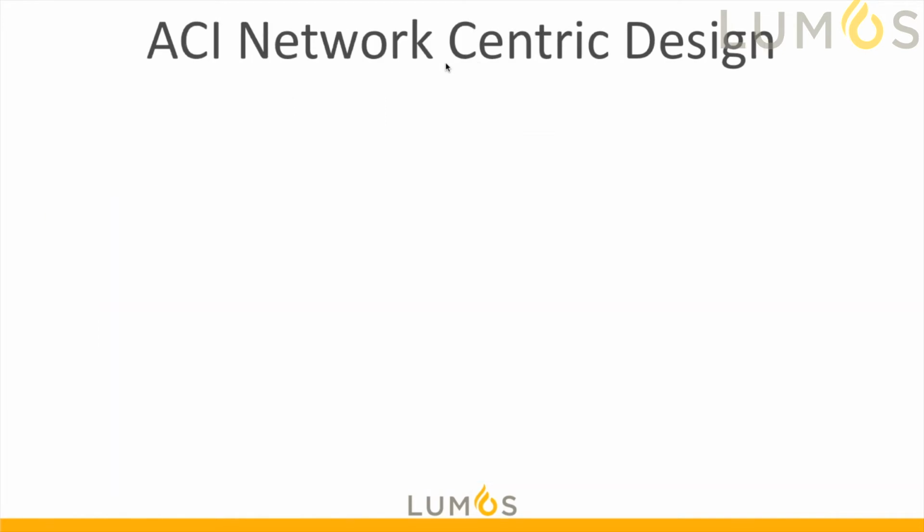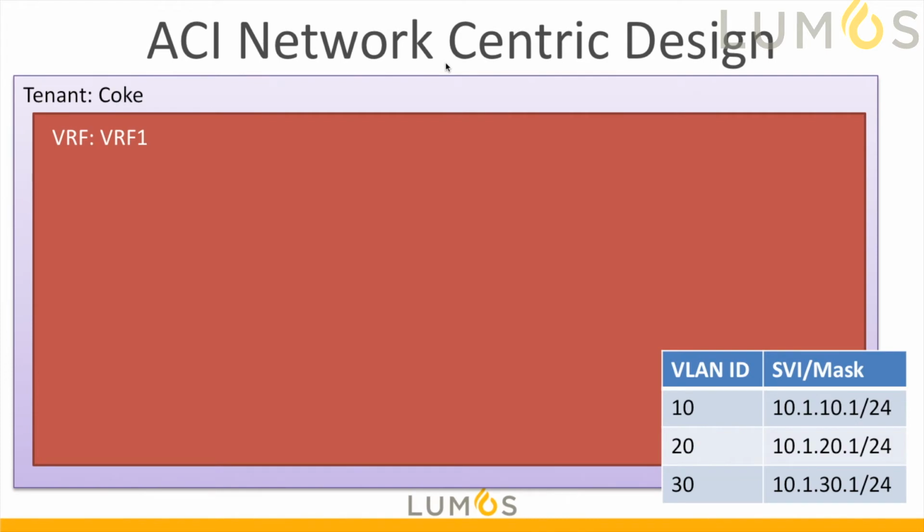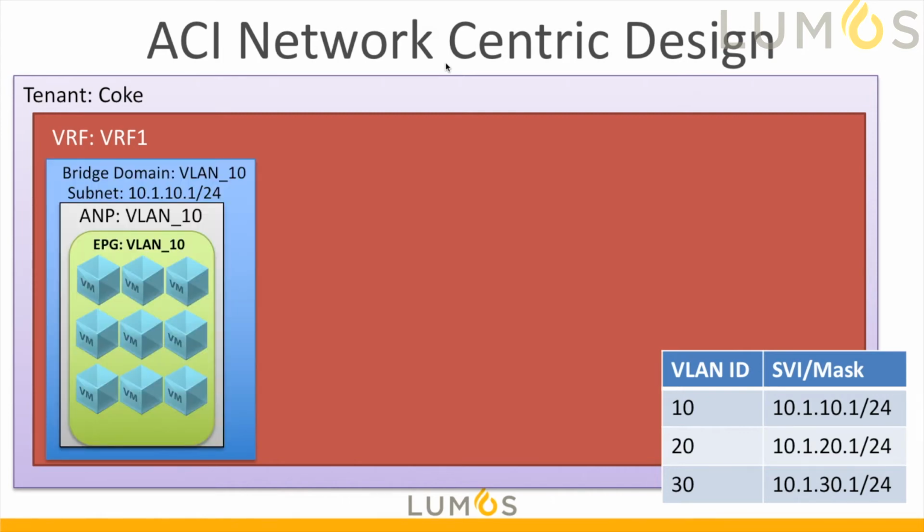We talked about how we're going to need a tenant and a VRF. So we've created our tenant Coke and our VRF1. Now we need to recreate that same VLAN ID, SVI, and mask inside of that in bridge domain and EPG format. Very simply, we create a bridge domain, VLAN 10. We give it a subnet IP of 10.1.10.1/24. We select the application network profile, VLAN 10, and under that we create the EPG VLAN 10 and link it back to our bridge domain. This creates that one-to-one-to-one mapping that we talk about when we talk about network-centric.